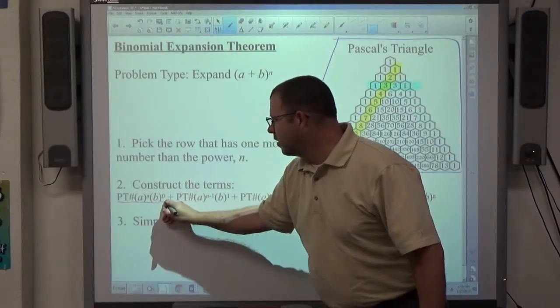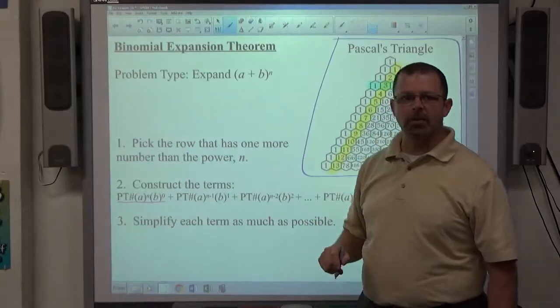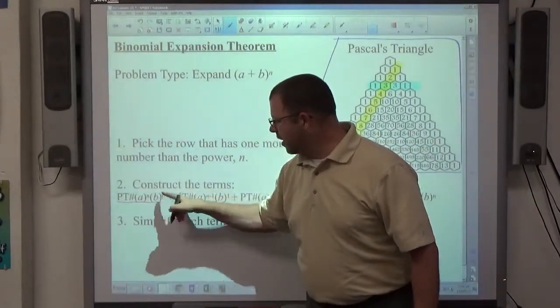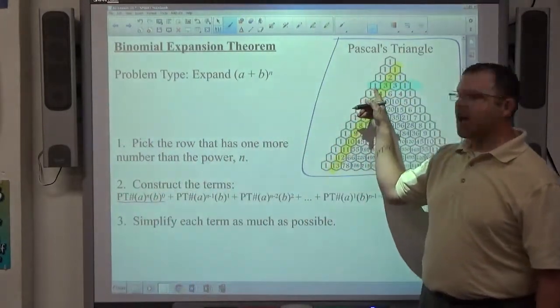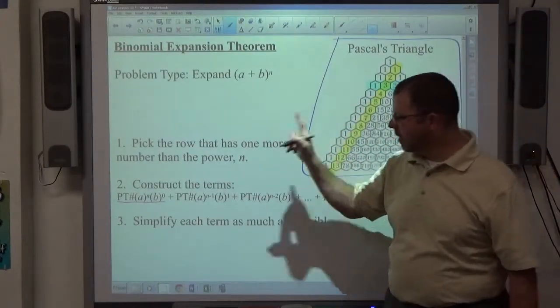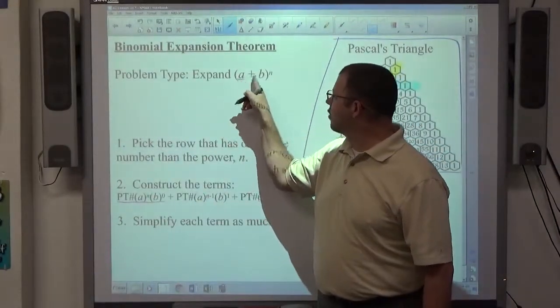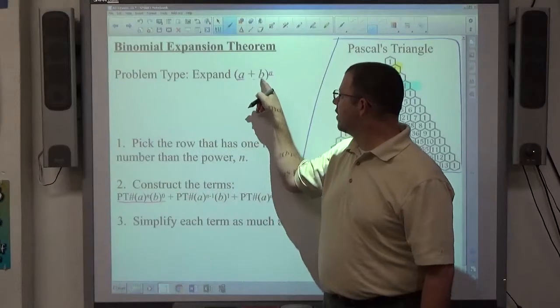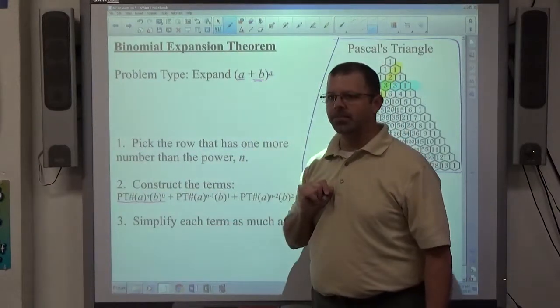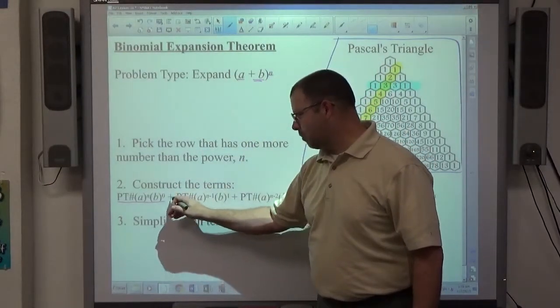The first term is the Pascal's triangle number times a to the nth power times b to the 0 power. So this times this times this. The Pascal's triangle number is the number from Pascal's triangle. A is the first object raised to whatever that power is. B is the second object raised to the 0 power. For the next term, always put a plus.